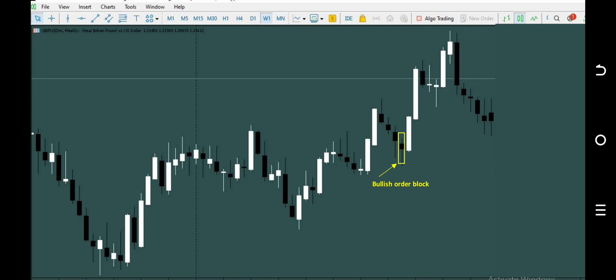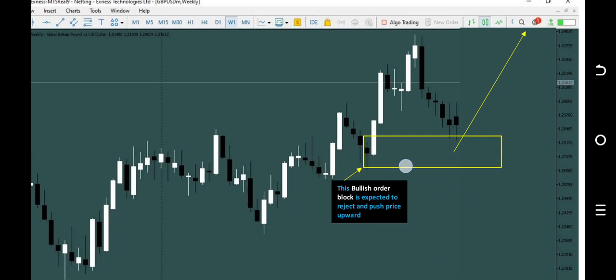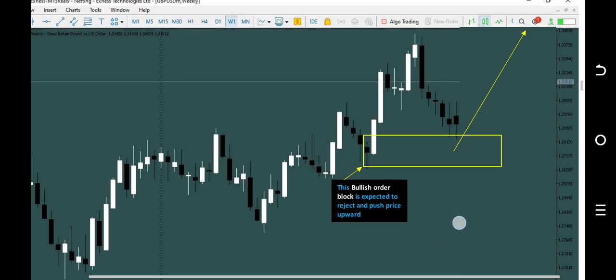So let's project this order block to the future so that we can see the level. Now look at it. Can you see this is the order block here? So we've projected it to the future. So we're expecting that when price comes into this order block, this order block is expected to push price upward so that it can take out this high, or probably the market will continue upward.